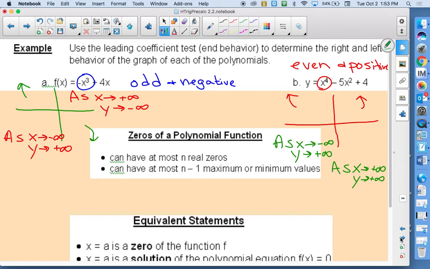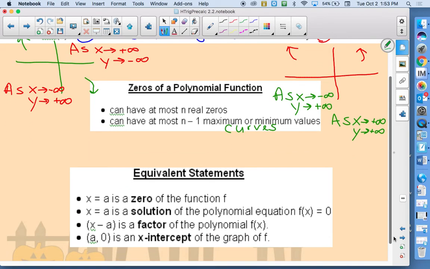And then underneath, it says it can have at most n minus 1 max or min values. Those are your curves. I said these are smooth curves. You're going to have one less curve than you do solutions, because you have to be able to connect those solutions, and when you connect those solutions, you're going to have one less max or min, or one less curve. The other piece underneath talks about equivalent.